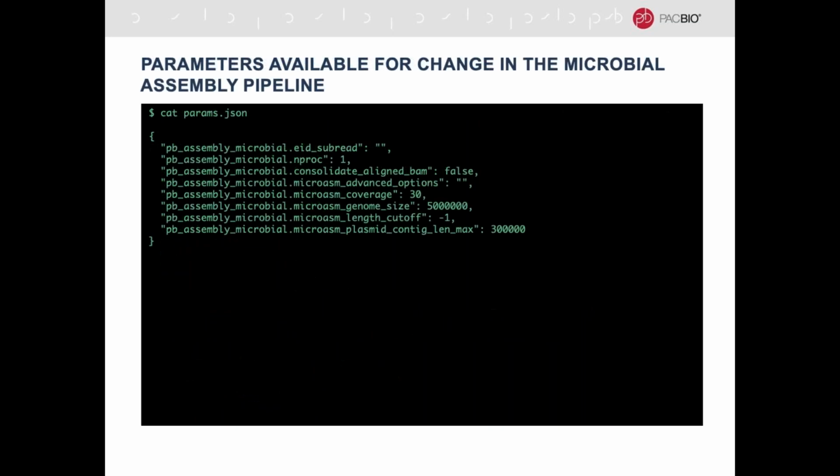This is the params.json file for the microbial assembly pipeline. On the command line, you can specify the number of processes there. You can also specify entry points for subreads, or you can do that via the command line task options. You can also edit the advanced options similar to how you would in the GUI by specifying those key equals value pairs in the microasm advanced options flag right there.